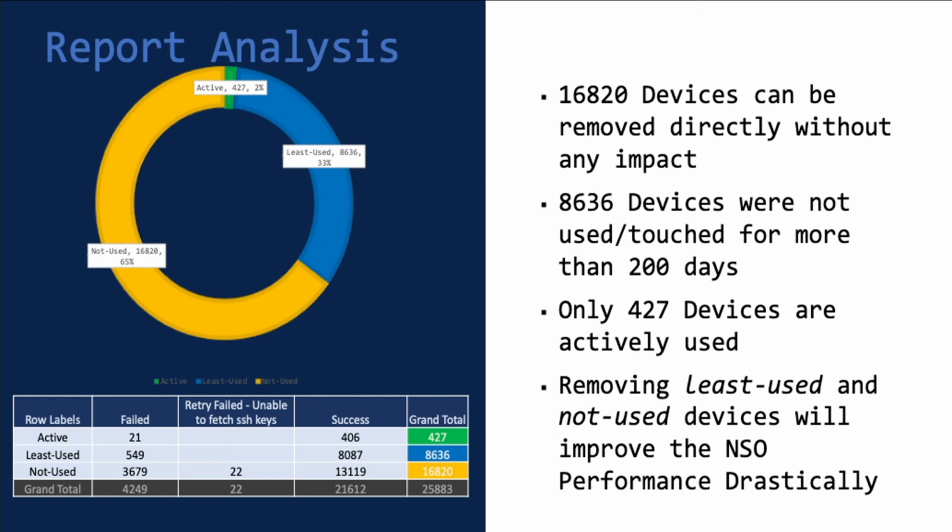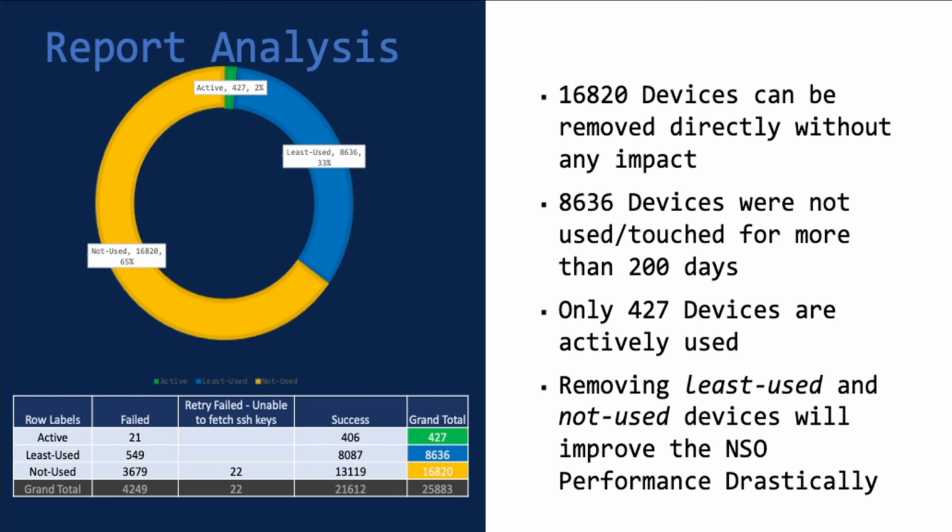Total number of devices are 25,883. And then among those, 16,820 devices are not used, just onboarded to NSO, never did any sync from. That is 16,820. We recommended to delete those devices. And then second category, least used, around 8,636. Actively used devices are 427.